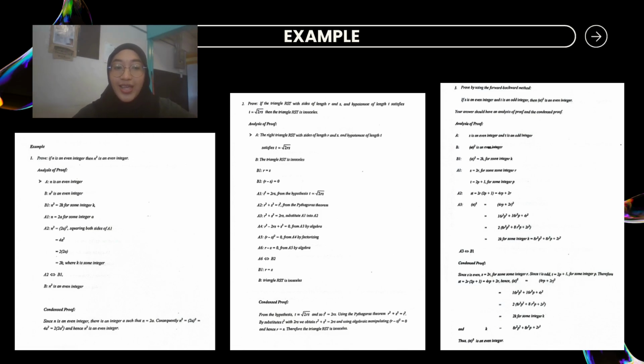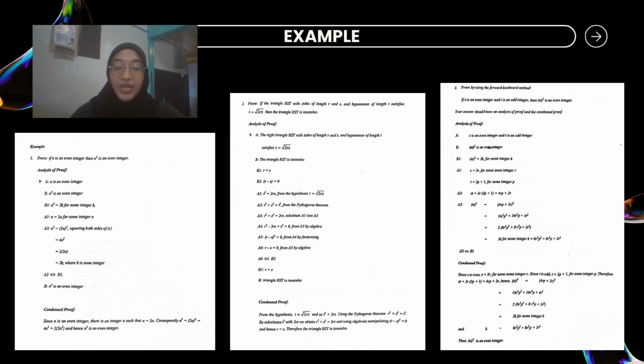Analysis of proof. A: the right triangle RST with sides of length r and s and hypotenuse of length t satisfies t equals the square root of 2rs. B: the triangle RST is isosceles. B1: r equals s. B2: r minus s equals 0. A1: t squared equals 2rs, from the hypothesis t equals the square root of 2rs.